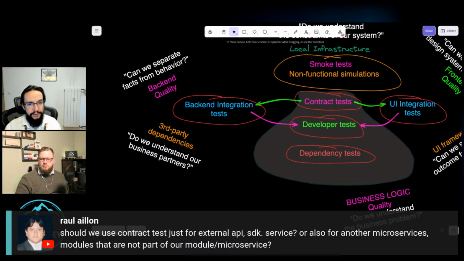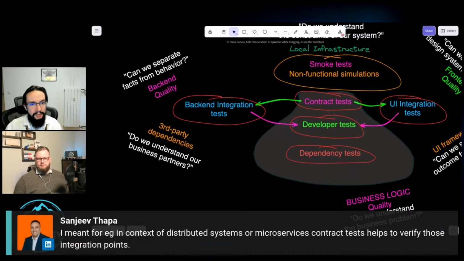Raul mentioned, should we use contract tests for external API SDK services? So that's basically the answer to this. I've already addressed this. And Sanjeev said, for example, in the context of distributed systems or microservices, contract tests help to verify those integration points. Yes, but only if the services are being maintained by different teams. If one team is maintaining 10 different microservices and it's a cohesive unit, right?